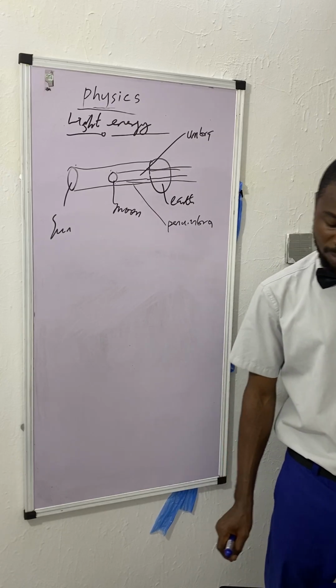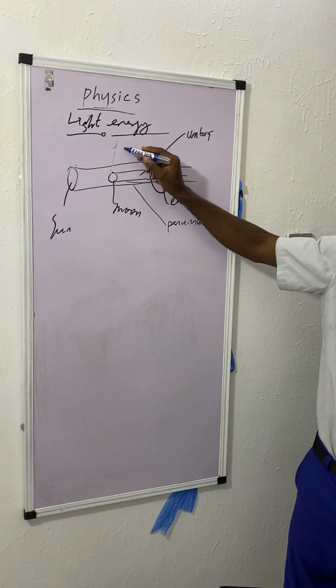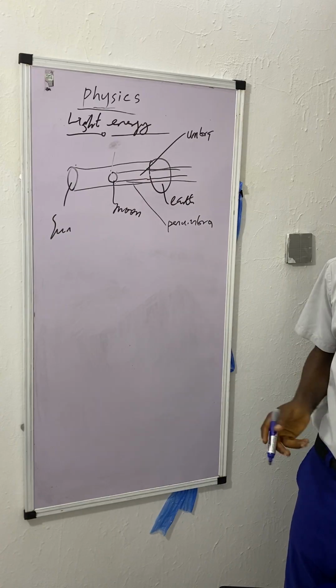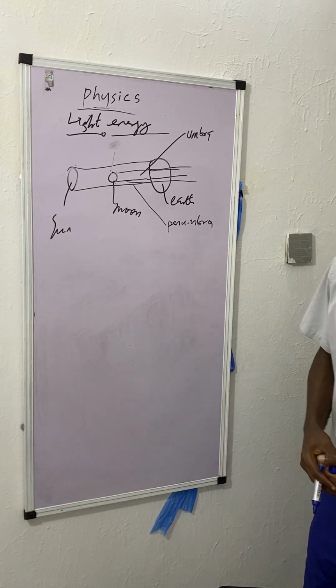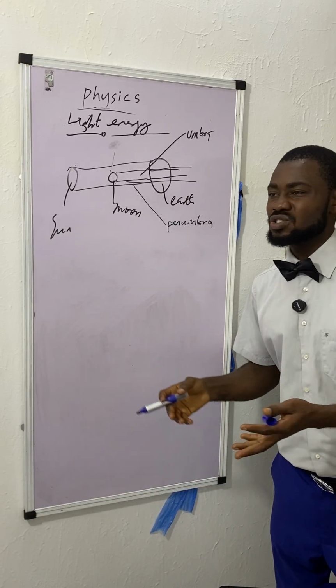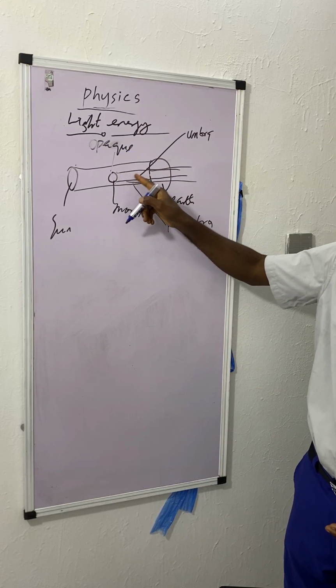Now we will look at lunar eclipse, whereby the earth casts a shadow on the moon. You know that the moon is an opaque object, right? Is the moon opaque? It's between opaque and translucent, but it's more opaque than translucent. Let's put it as opaque. That's why it's able to cast a shadow here.